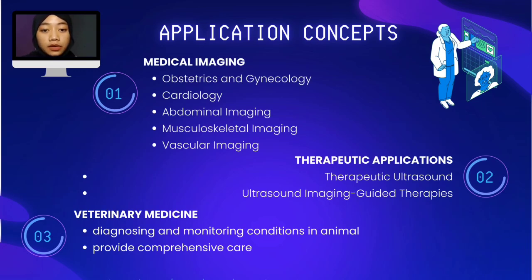Fourth, musculoskeletal imaging. Ultrasound assists in diagnosing soft tissue injuries, joint disorders, and guiding injections for pain management. Fifth, vascular imaging. Doppler ultrasound is used to assess blood flow, detect vascular abnormalities, and diagnose conditions such as deep vein thrombosis and peripheral artery disease.